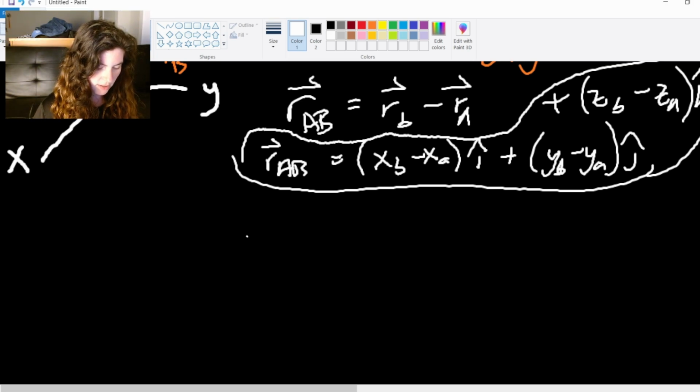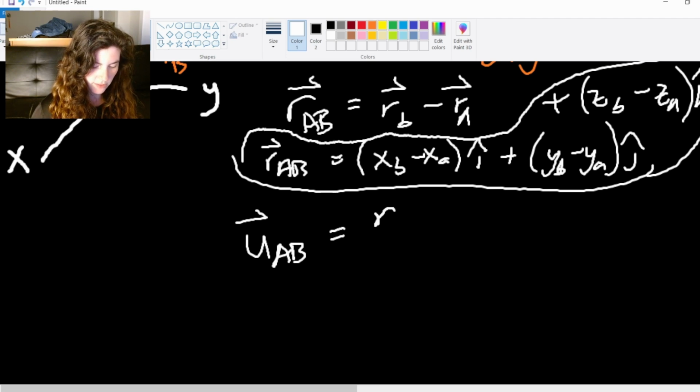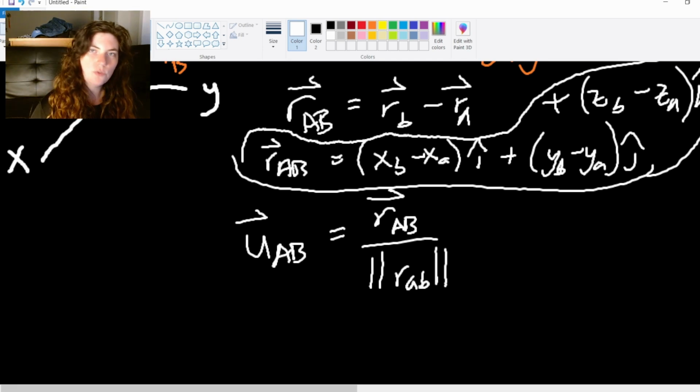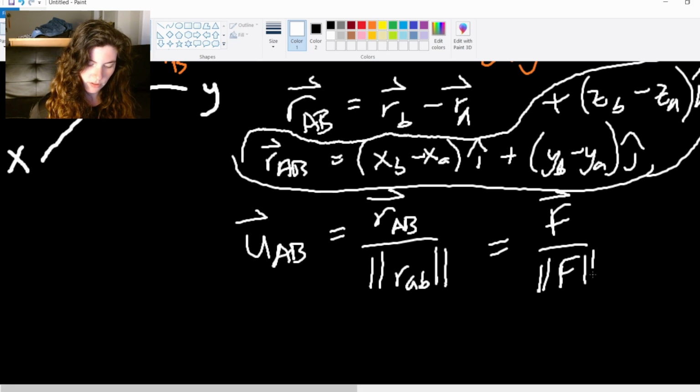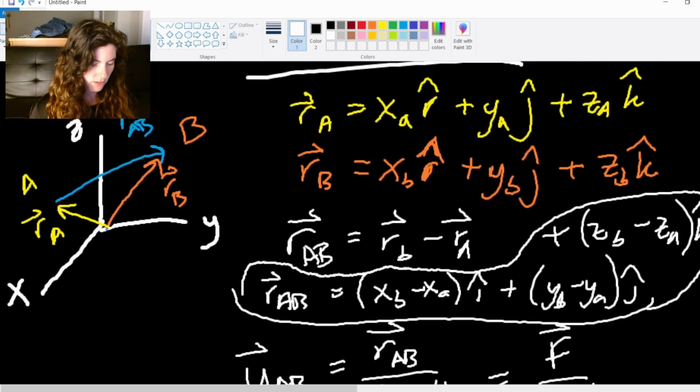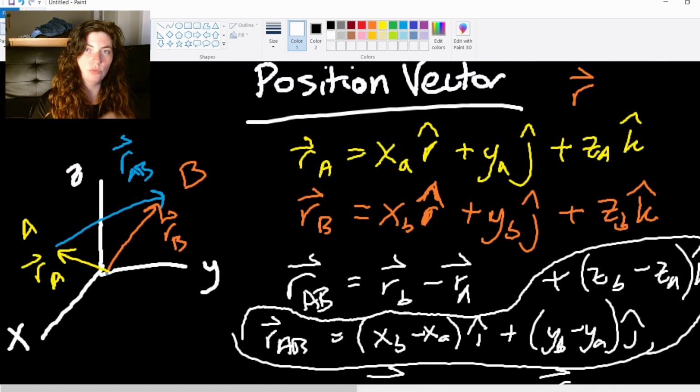Because if we combine this with the unit vector, we can actually convert this into a unit vector. So we can say the unit vector AB is the vector RAB over the magnitude of RAB. This formula is just what defines a unit vector. Before we had been just calling it F, the vector F over the magnitude F. But using this, we now have an orientation, a direction for the vector in space, which we wouldn't have before, right? If we just had some vector floating in space, now we have a direction that it orients in.